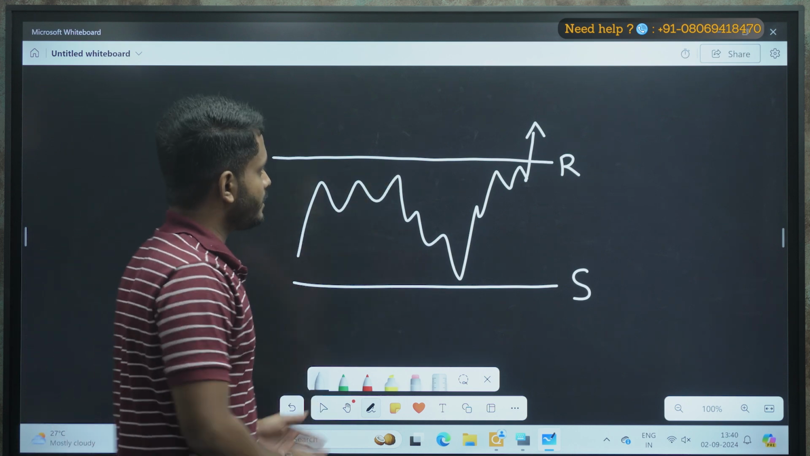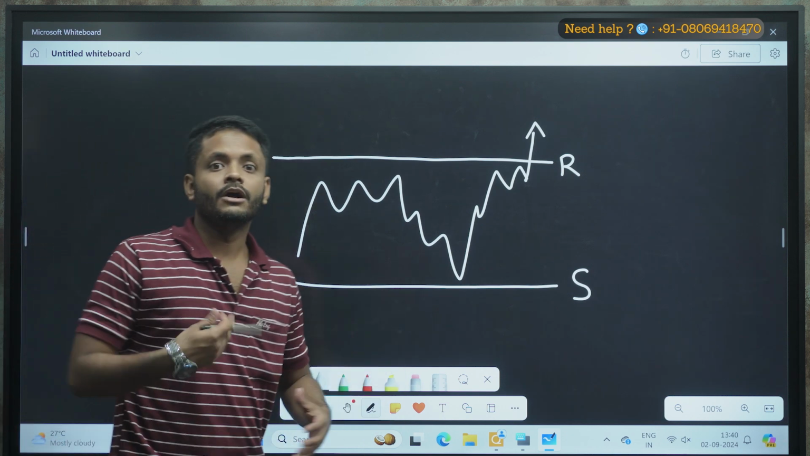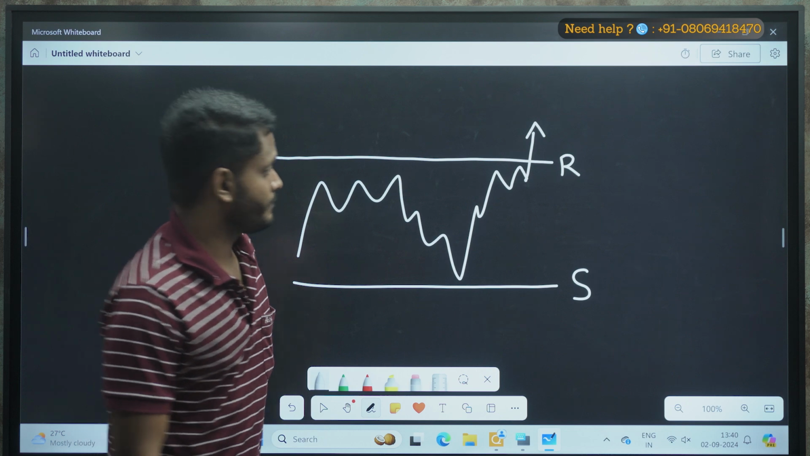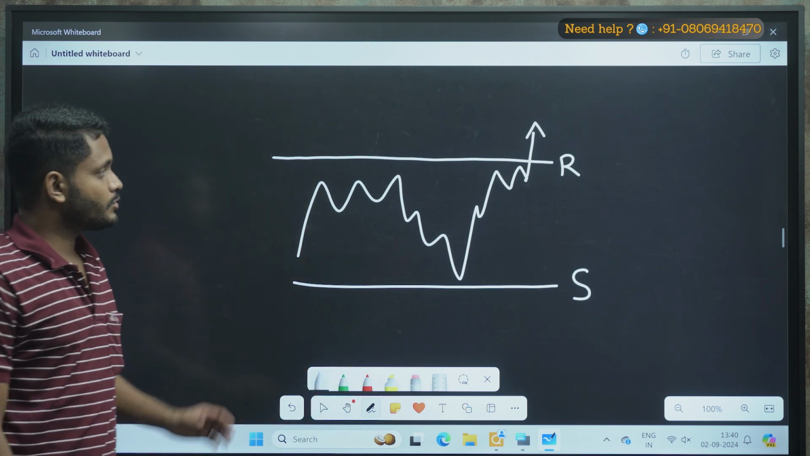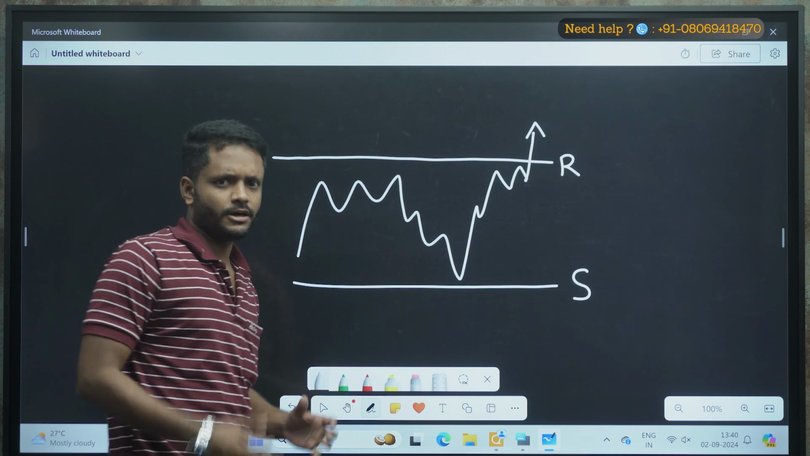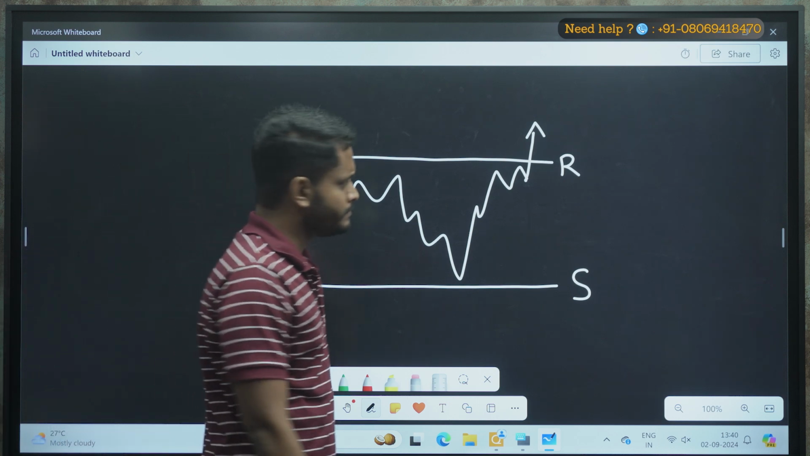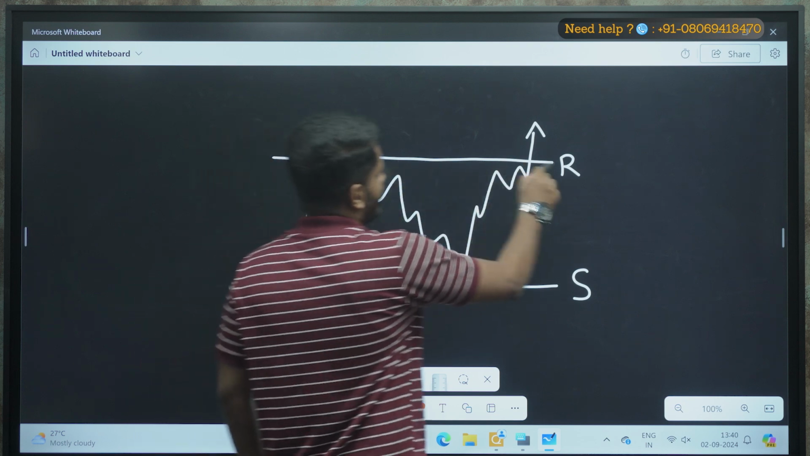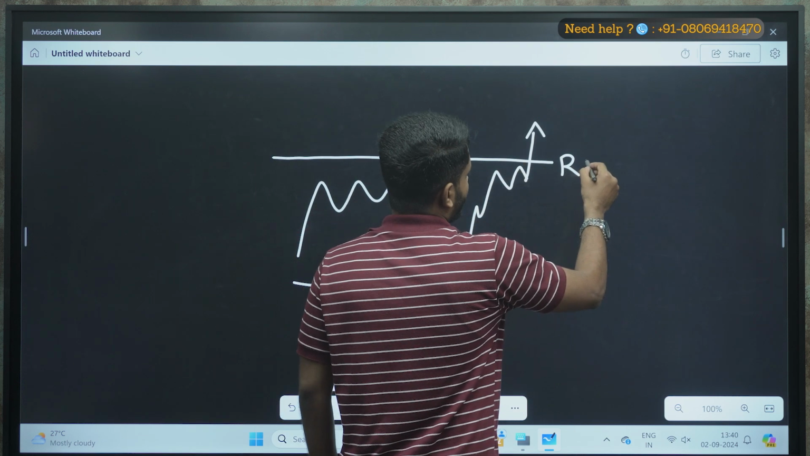But here, if the data is supporting the breakout, it will be worth trading, I would say. So what kind of data do we have to look at? The first and foremost, the most important, basic data is open interest. Say this is the resistance level. At this resistance, say there is heavy call writing.